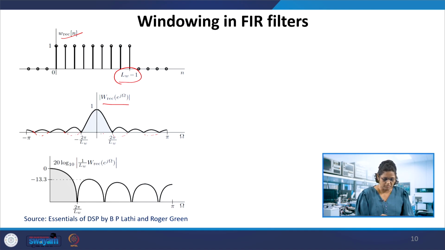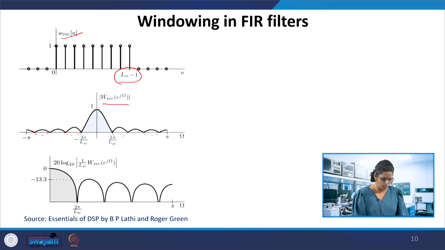This has a bandwidth of 2π by L_w, where L_w is the length. So it is reciprocal: if you have more samples, the bandwidth is less, and if you have fewer samples, you have more bandwidth. It has an inverse relationship. This figure shows the same window frequency response on a 20 log scale.